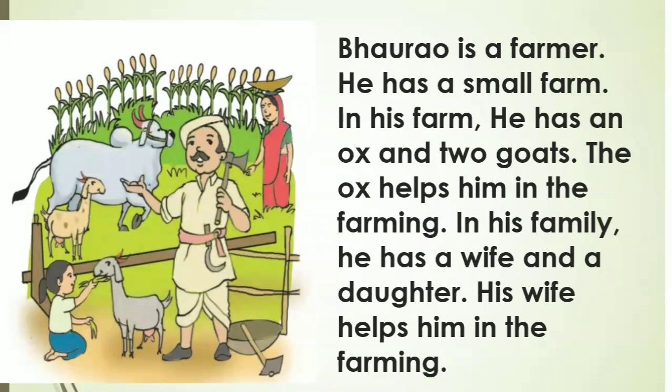Bhaurao is a farmer. We have given the name Bhaurao to the farmer. So we can say Bhaurao is a farmer. He has a small farm. In his farm, he has an ox and 2 goats. The ox helps him in the farming. In his family, he has a wife and a daughter. His wife helps him in the farming.